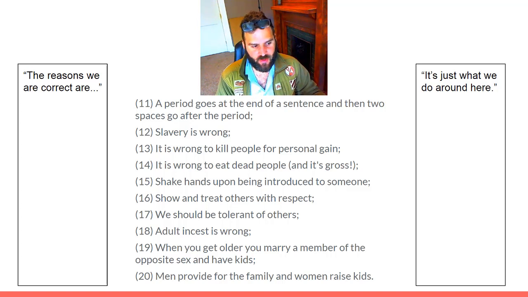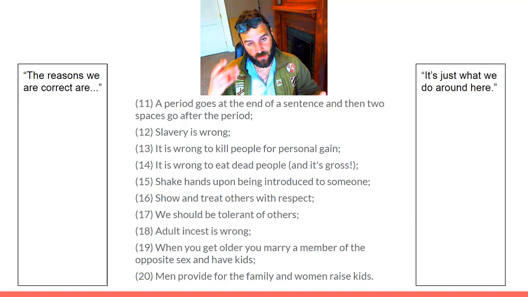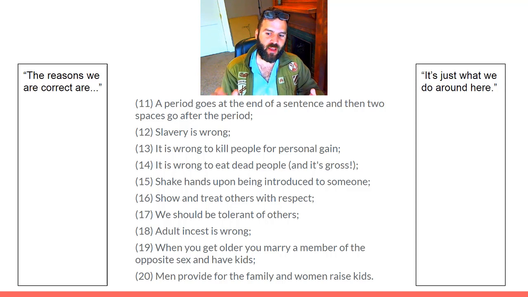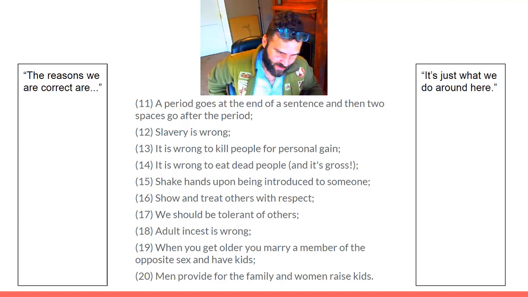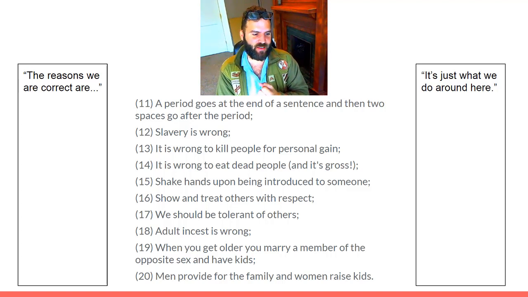So statement 11 is a period goes at the end of a sentence and two spaces go after a period. That should go on the right, presumably. It's just what we do around here. And if you're younger, you should know, two spaces after a period is not something we do anymore. The reason it used to be two spaces is how typewriters worked, and now it doesn't make sense to still do that on a computer. But old people like me who were taught the two spaces rule sometimes stick to it even though it's silly to still do that on a computer.